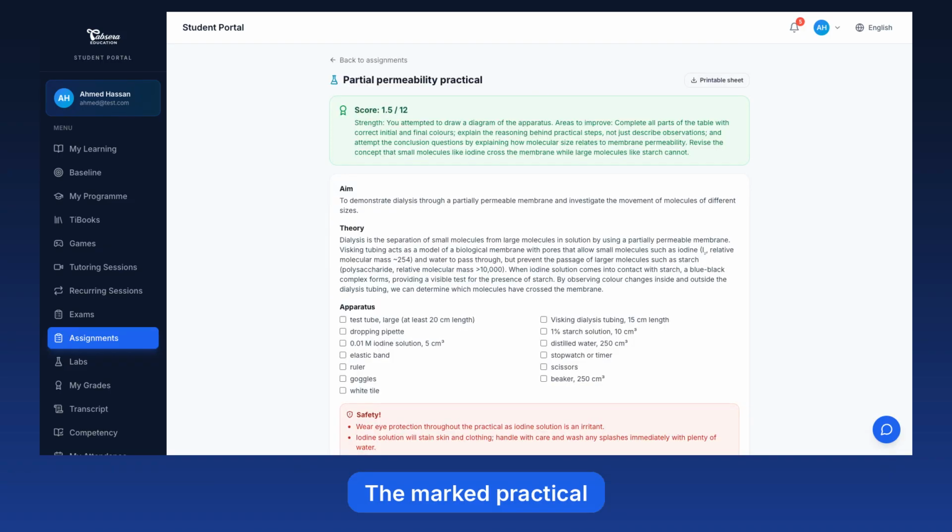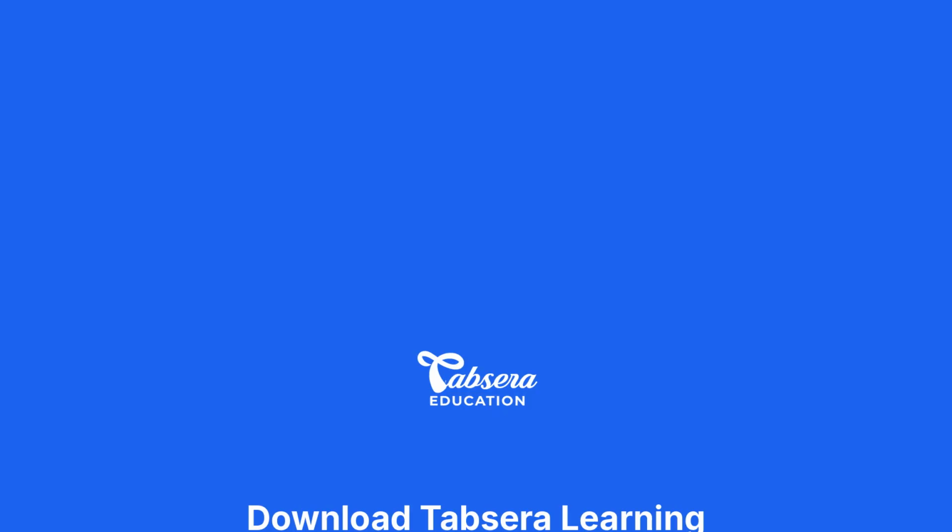The book set the experiment, the platform carried it from bench to grade. A membrane experiment from the book, a particle simulation for the eye, and a marked write-up at the end. That is what a biology practical looks like on tab 0.